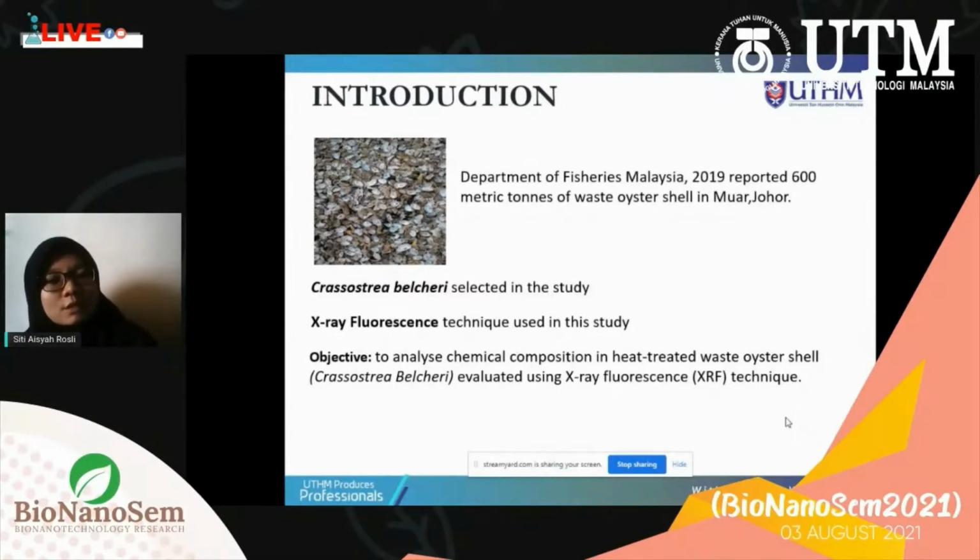In this study we use X-ray fluorescence because XRF provides a fast, non-destructive, and simple technique that requires minimum sample preparation. In order to recycle this waste, a heat treatment process is performed in this study. So therefore, the objective is to analyze the chemical composition in heat-treated waste oyster shell using XRF techniques.